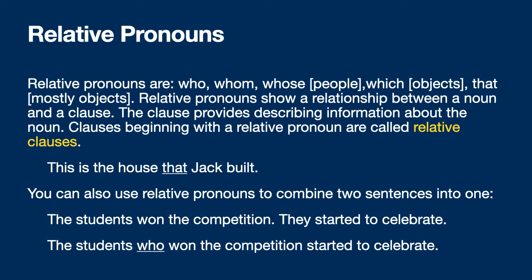The next type of pronoun is relative pronoun. And the relative pronouns in English are who, whom, whose, which, and that. Who, whom, and whose are used to refer to people, whereas which is used only to refer to objects, and that is used to refer to both people and objects, but mostly objects.